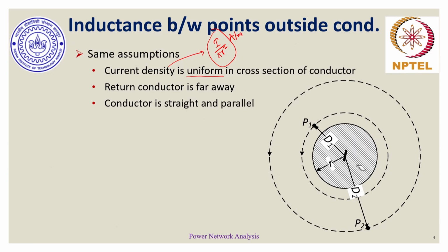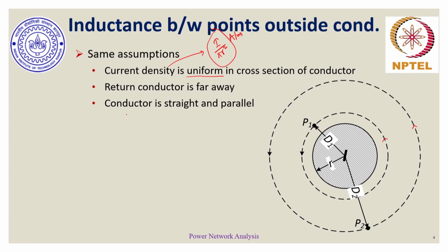The return conductor for this current is far off, and that is the reason why the magnetic flux lines are all perfect concentric flux lines. That means they share a common center. Their radii may vary as per the distance of the point of consideration, as the distance increases or decreases from the center of the conductor. And the conductor is perfectly straight, it is parallel, it doesn't have any bends, and hence these concentric flux lines don't cross each other or overlap with each other.